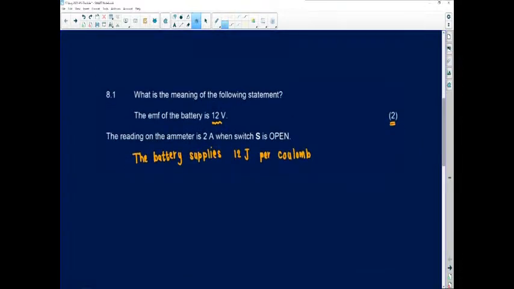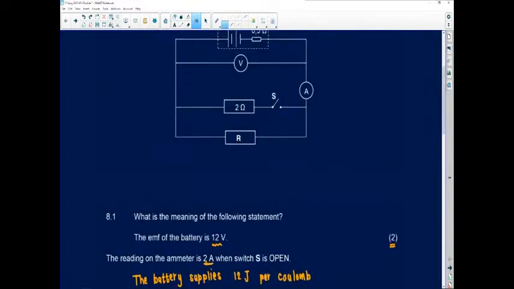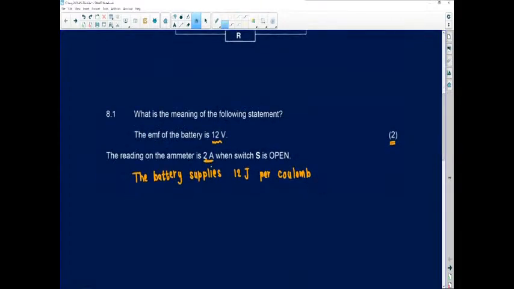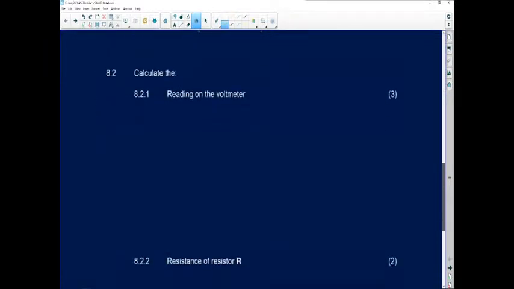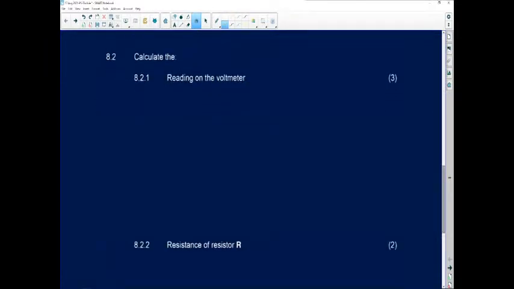Then we have a continuing statement that says the reading on ammeter A2 is 2A when the switch is open. Now remember what I said, if there's a switch that's open and there's a switch that's closed, it means completely different things. So let's start calculating here. Let's see what they've got for us here.